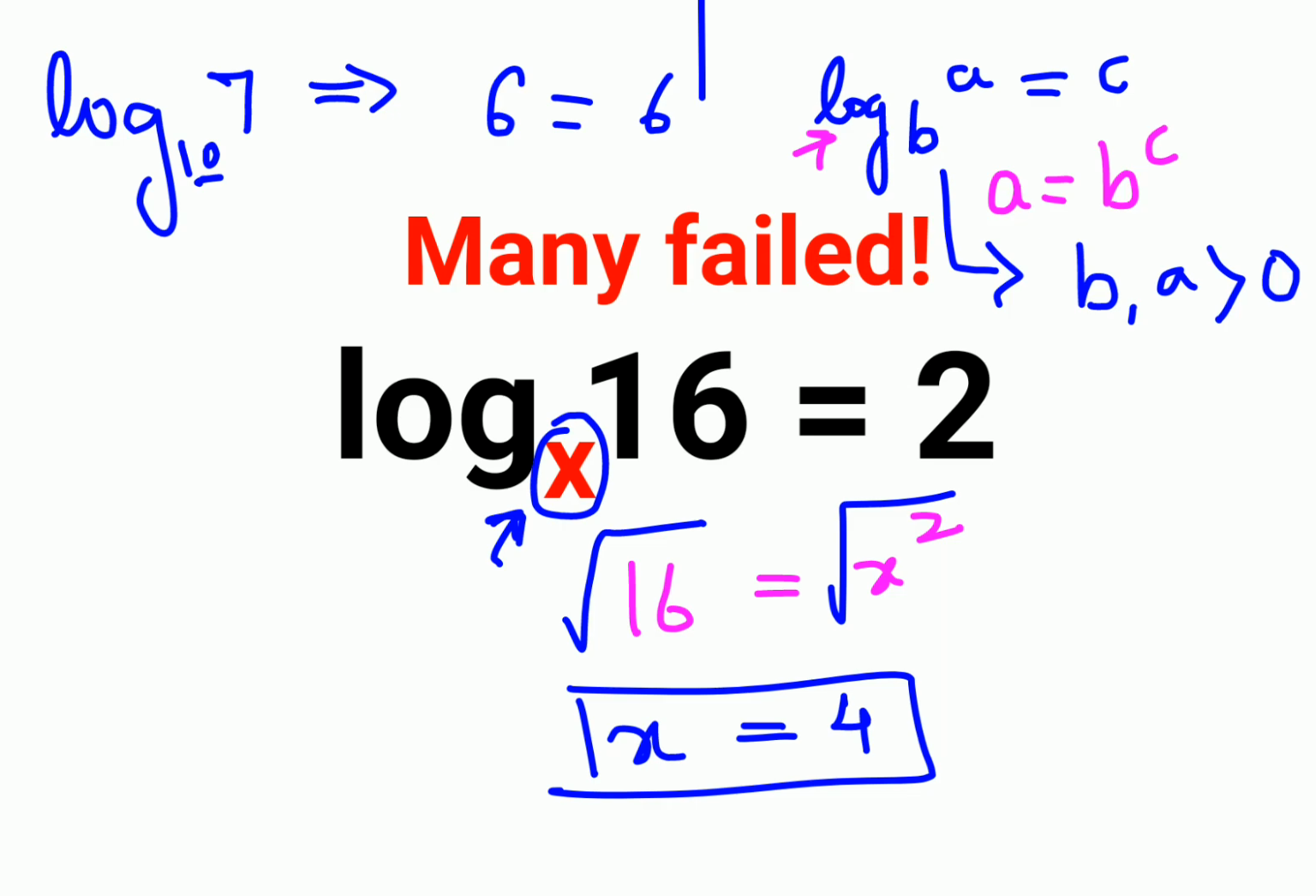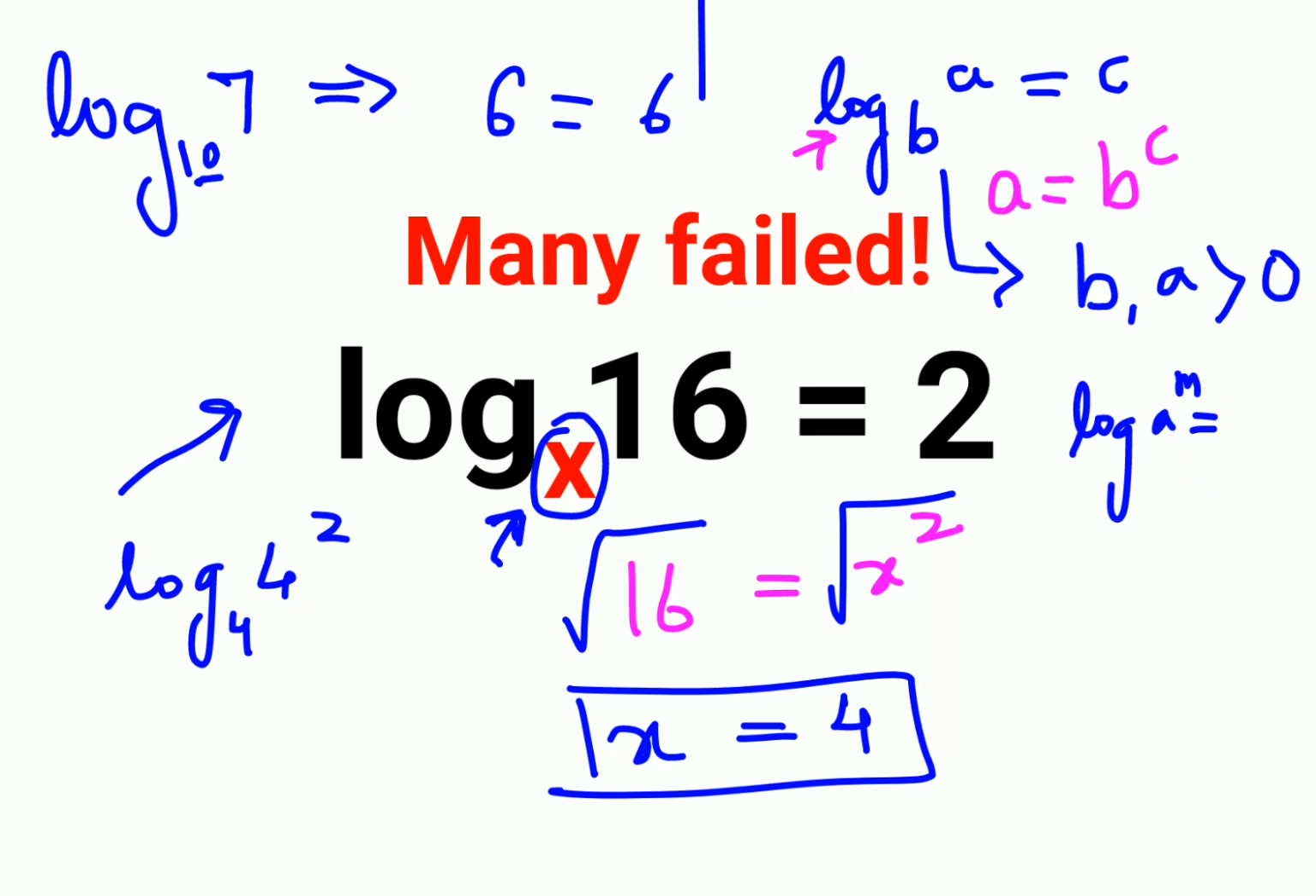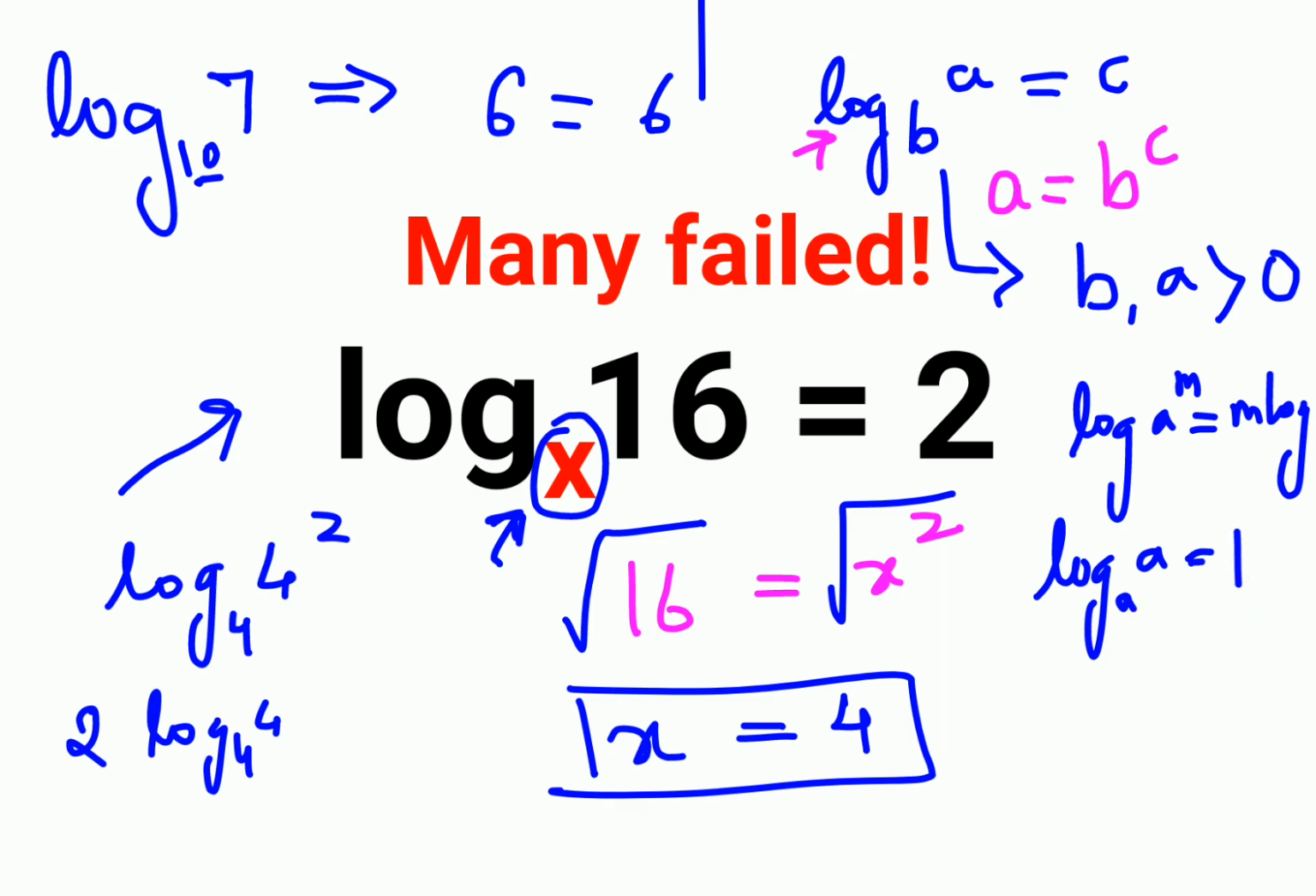Now let's quickly put this over here. So log of 16 can be written as 4 squared to the base 4. Now log of a raised to m can be written as m log a. So this can be written as 2 log 4 to the base 4. And log of any number to the base of the same number is always 1. So we have 2 into 1 which gets you 2, which is your RHS.